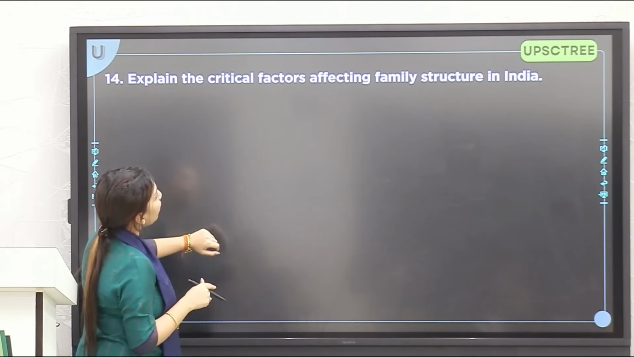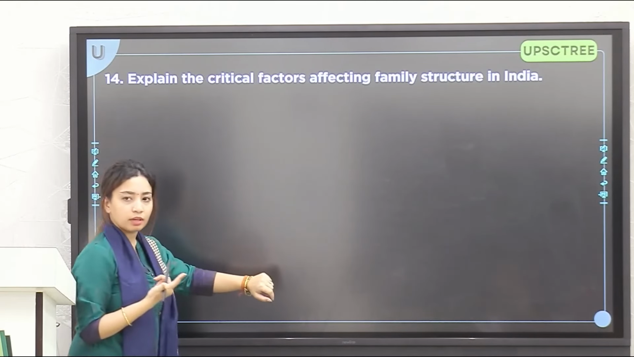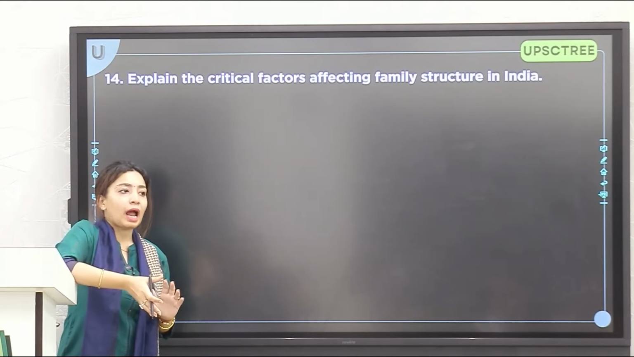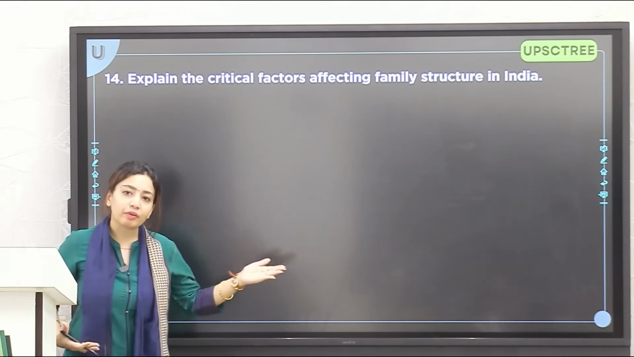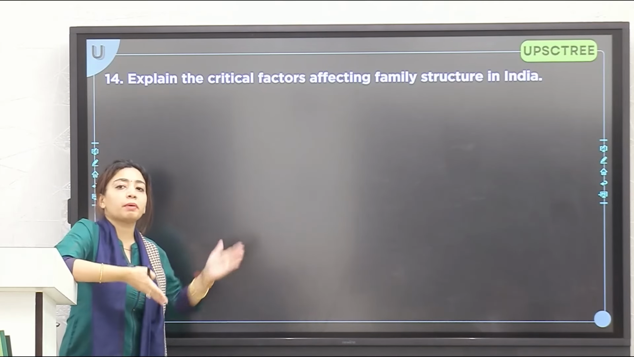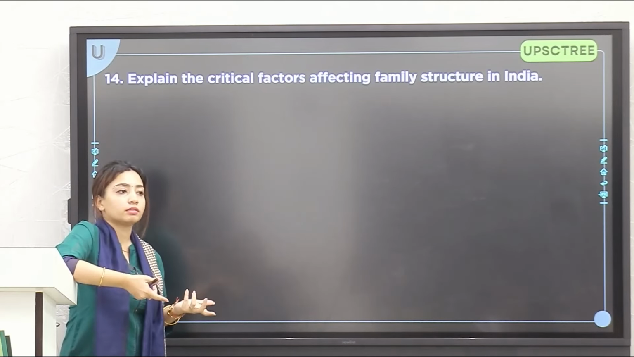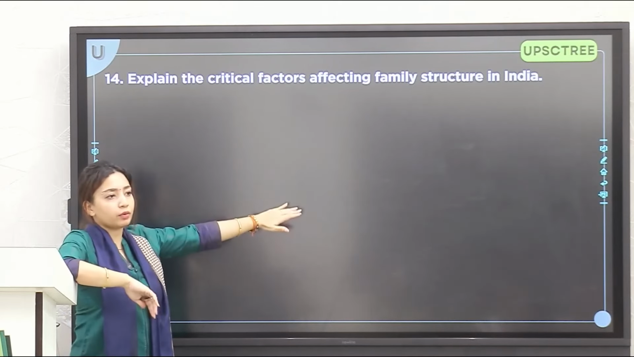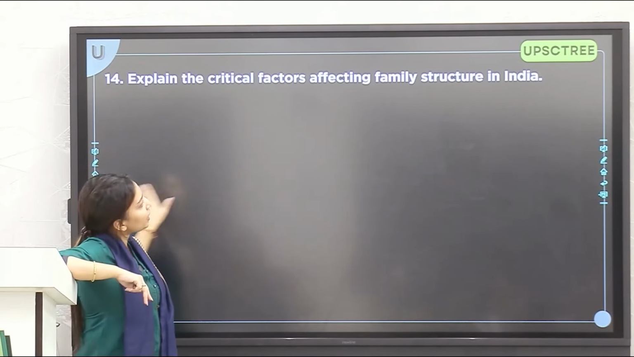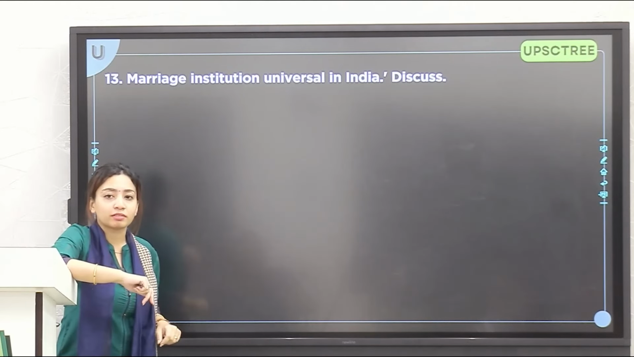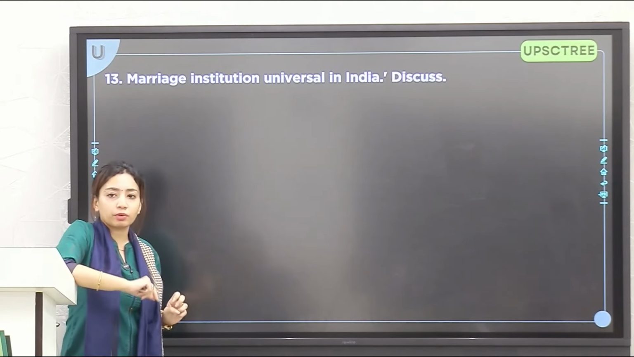Explain the critical factors affecting family structure. Again, do you see how the questions are overlapping? And why do you need to have enough examples? Because it's the same question paper, same question. Do you think if you write the same answer, you will be getting 20 marks? Here also same thing. 20 marks each. So how many points do you need over this?